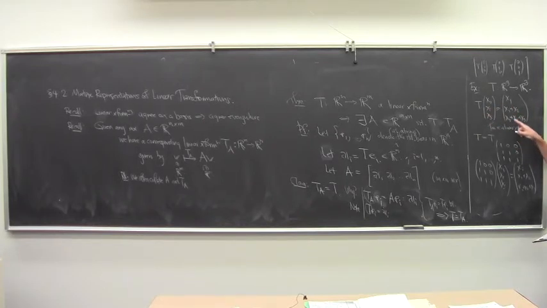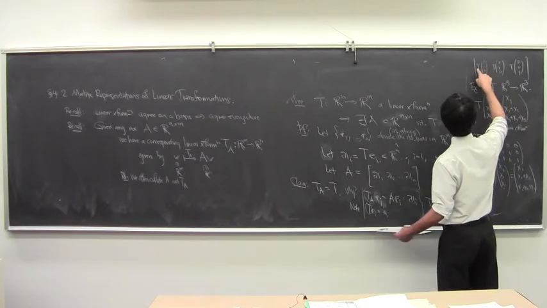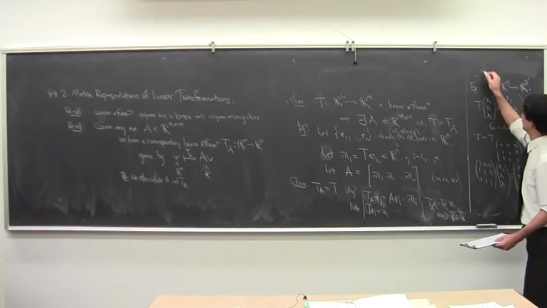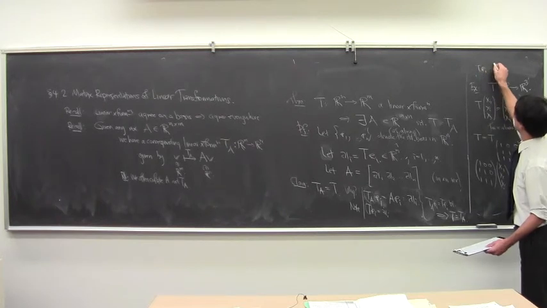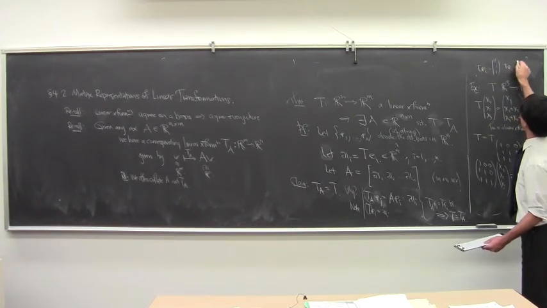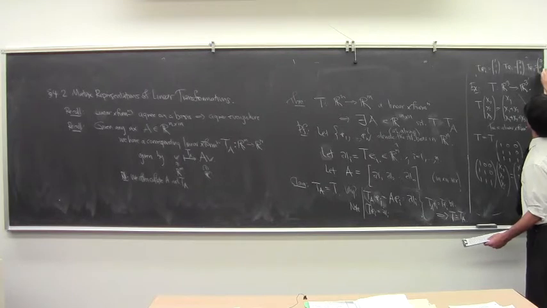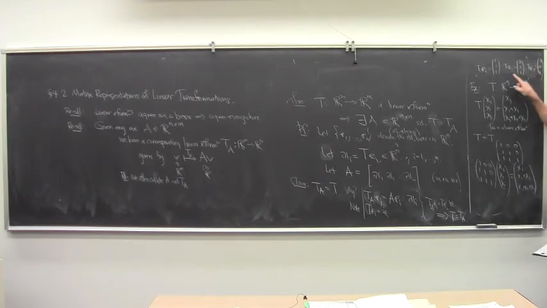T of E1 is 1, 1, 1. T of E2 is 0, 1, 1. T of E3 is 0, 0, 1. So I use those things. Those are my A's, the columns of the matrix that represents this linear transformation.